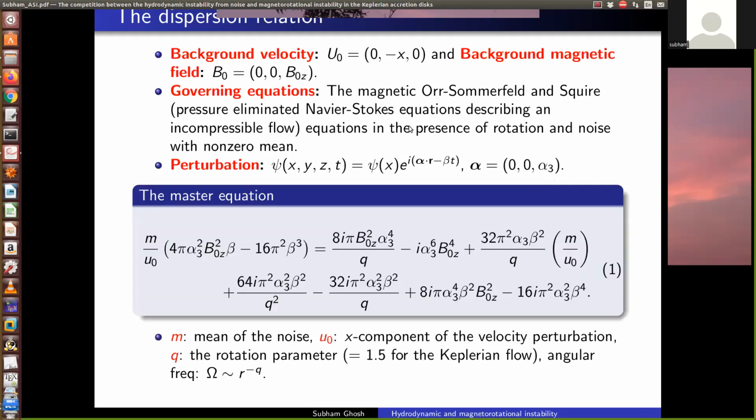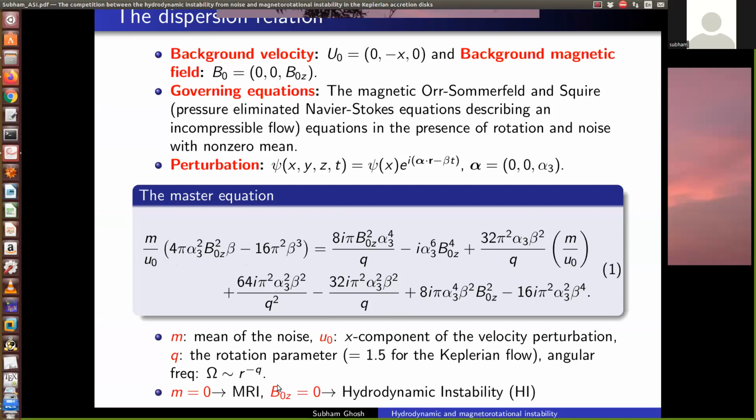So having said that, we ultimately obtain a dispersion relation quartic in frequency, where m is the mean of the noise, u0 is the x component of the perturbation velocity, and q contains the information of rotation. It is called the rotation parameter, which is 1.5 for Keplerian flow, and it is related to the angular frequency as shown here. Now, this equation one, this master dispersion equation, reduces to the magnetorotational dispersion relation if we make the noise go away.